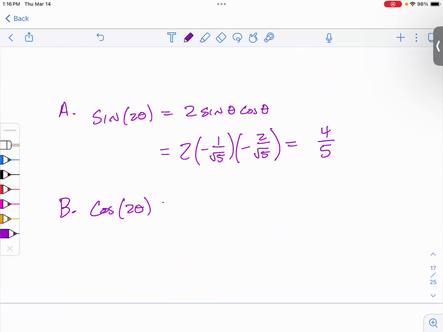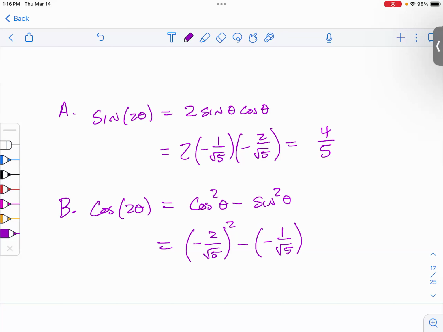Similarly, cosine 2 theta. Since we already found cosine and we found sine, then we can just calculate away, plugging into the double angle identity there.